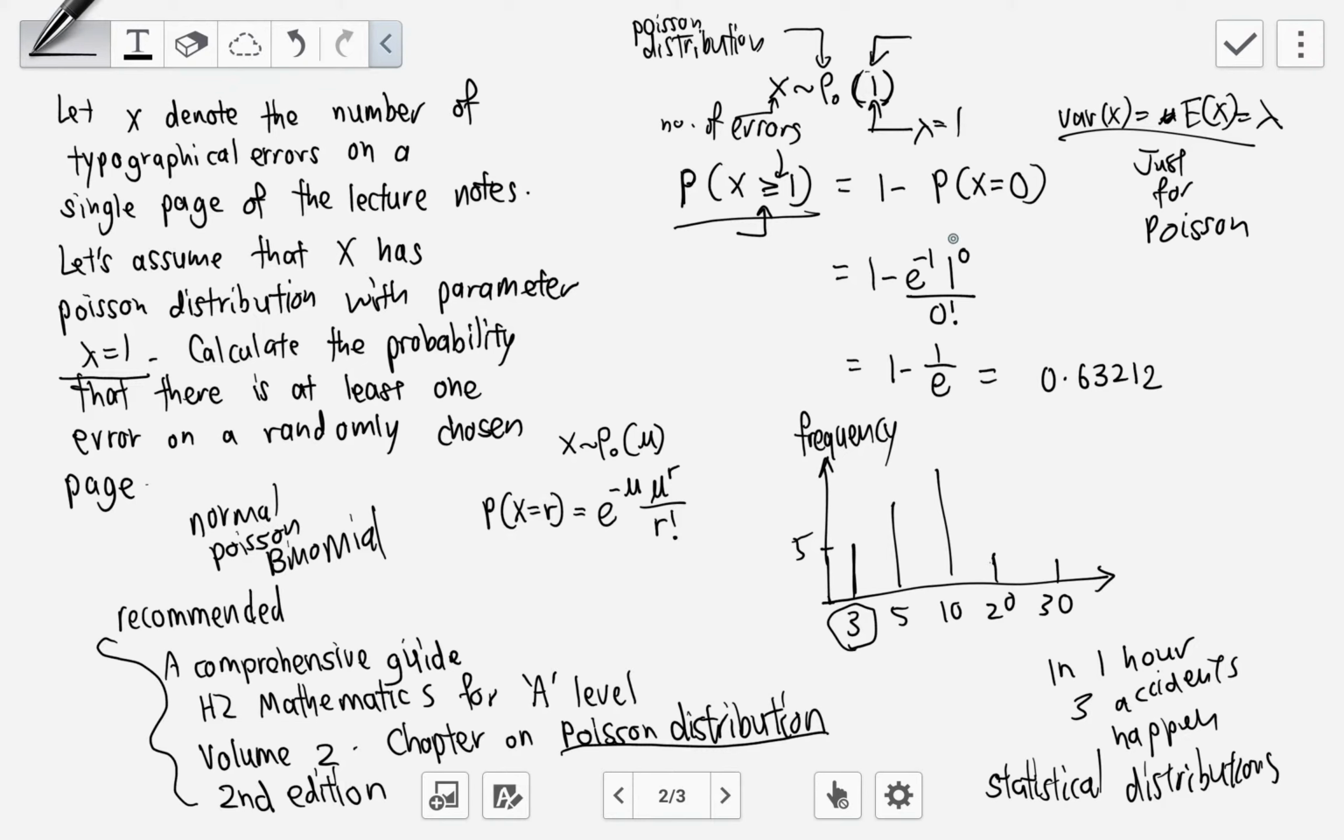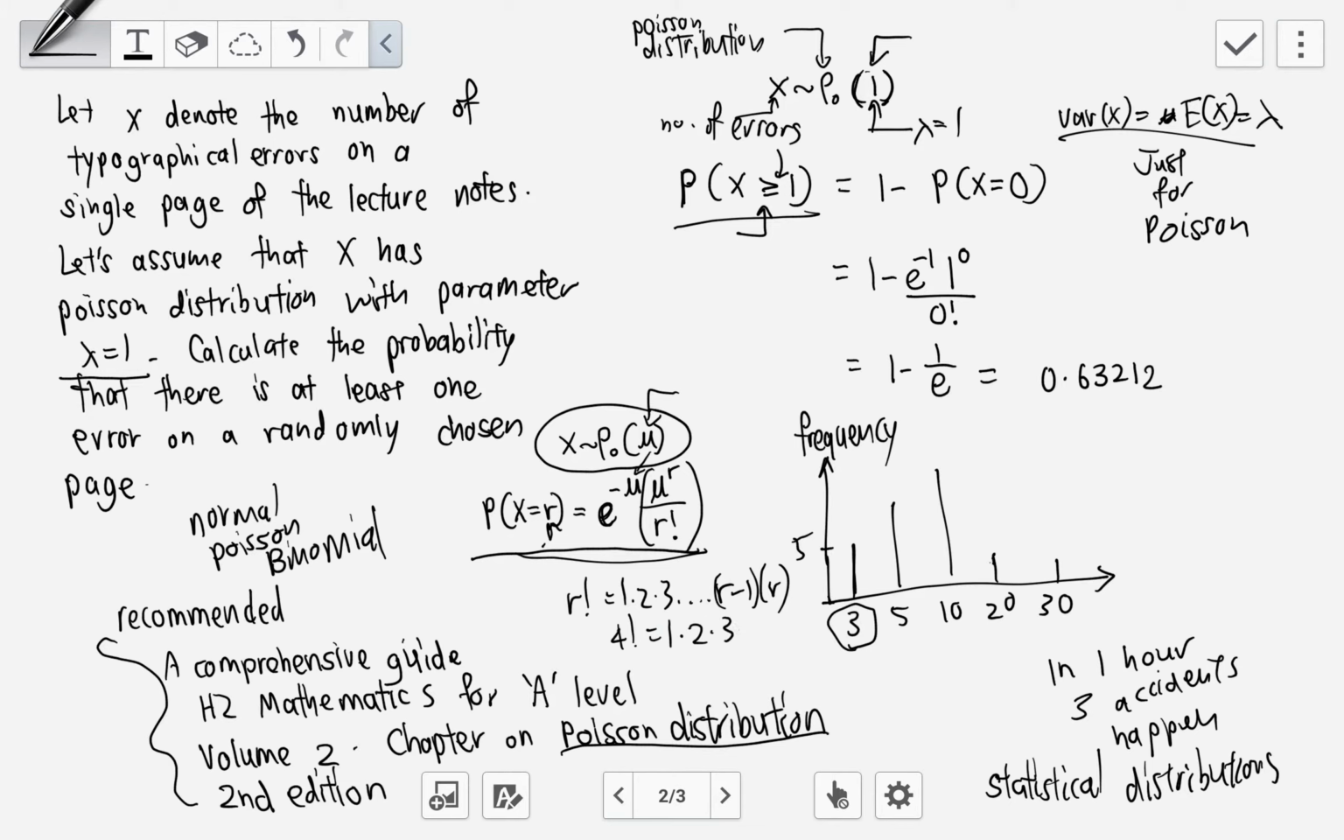For the Poisson distribution, for X equals a certain number r, it has this formula. Let's say the Poisson distribution has a parameter mu. The formula is e to the power of negative mu, multiplied by mu to the power of r, over r factorial. r factorial is just 1 times 2 times 3 all the way to r minus 1 times r. So 4 factorial is just 1 times 2 times 3 times 4. Then what is 0 factorial? 0 factorial is equal to 1. Surprisingly, 0 factorial is equal to 1.